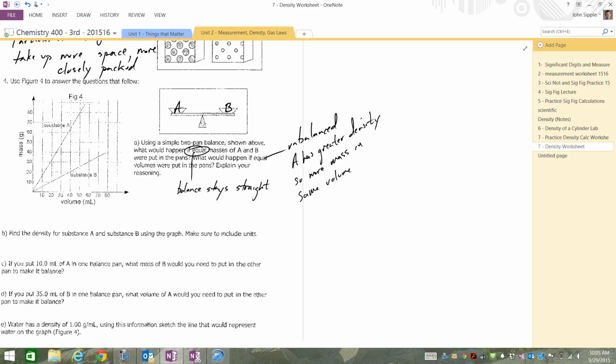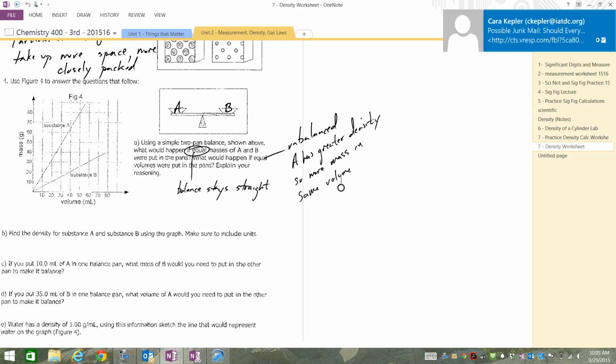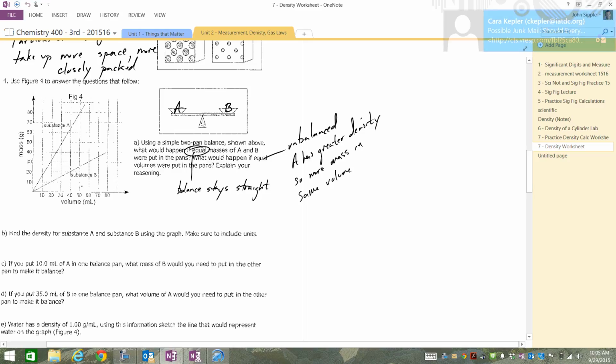I mean, that's kind of easy to see. Like, look, if we put 50 mils on the balance, right, we can just look at that line, go up. Okay, substance B is only going to weigh about 25 grams. Right, if we go up to right here, about 25 grams or so. Or if we have 50 milliliters of substance A, we're way up here at 80 grams. So substance A is more massive, even if it has the same volume. Okay? All right, good deal.